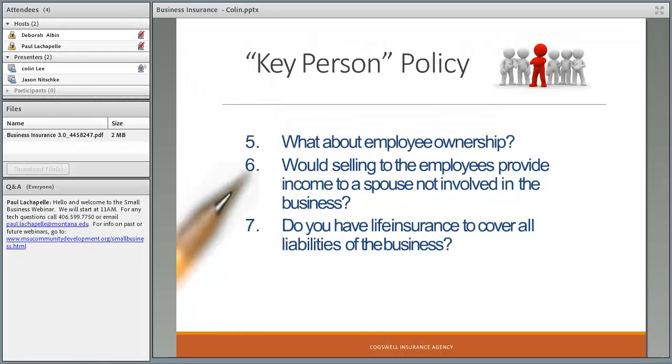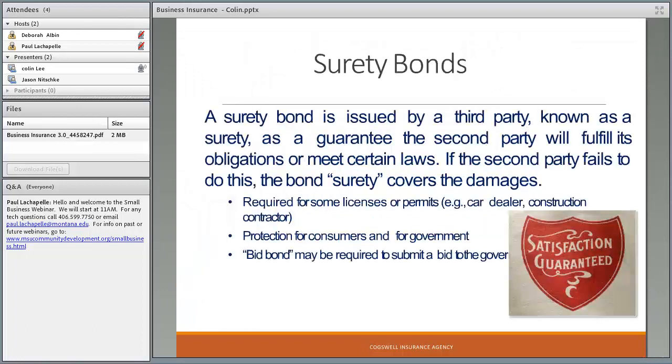So we could talk about employee ownership. That's another way to help out with your business. Would selling to the employees provide income to a spouse? We kind of talked about that. And then life insurance would cover all your liabilities of the business too. You want to make sure you have enough coverage to cover those liabilities, so your family or spouse don't have to worry about that. Surety bonds.